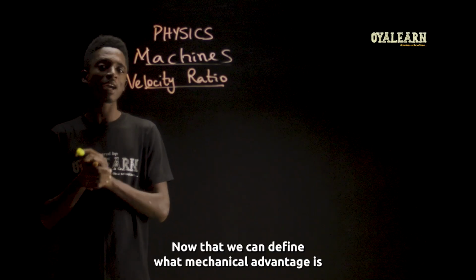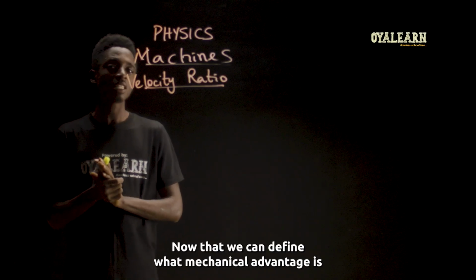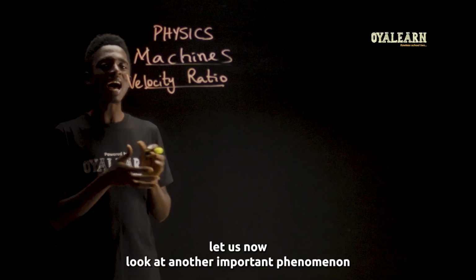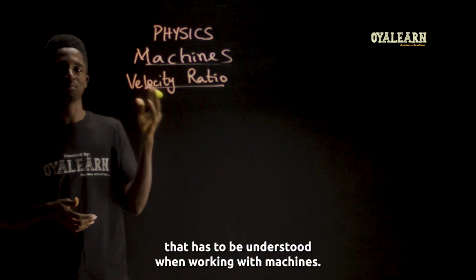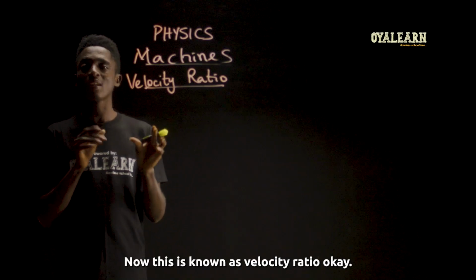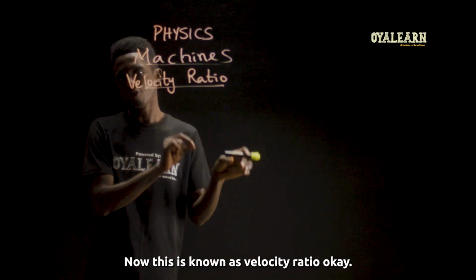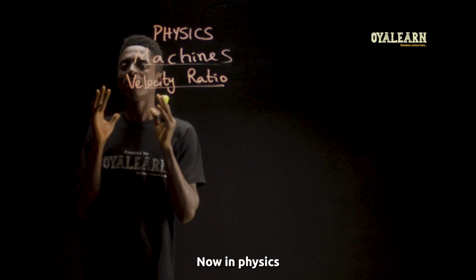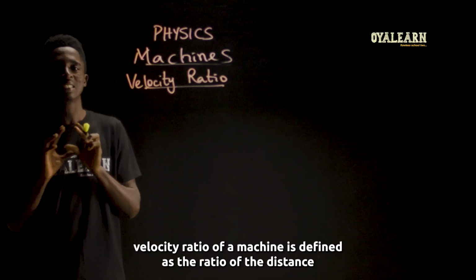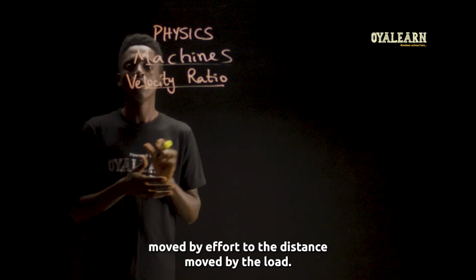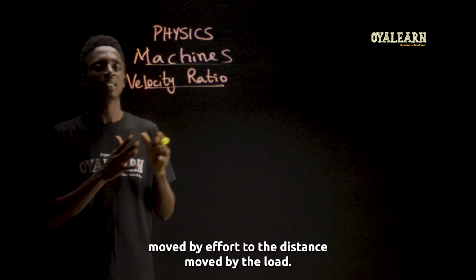Now that we can define what mechanical advantage is, let us look at another important phenomenon that has to be understood when working with machines. This is known as velocity ratio. In physics, the velocity ratio of a machine is defined as the ratio of the distance moved by effort to the distance moved by the load.